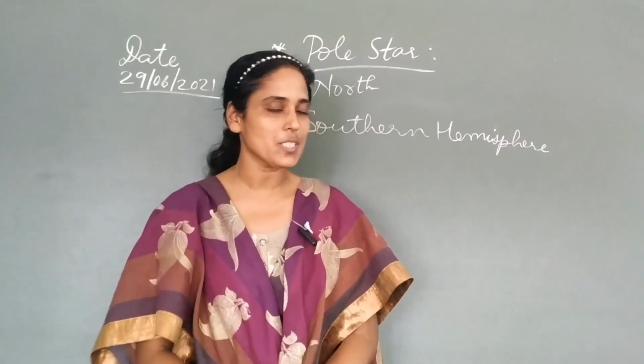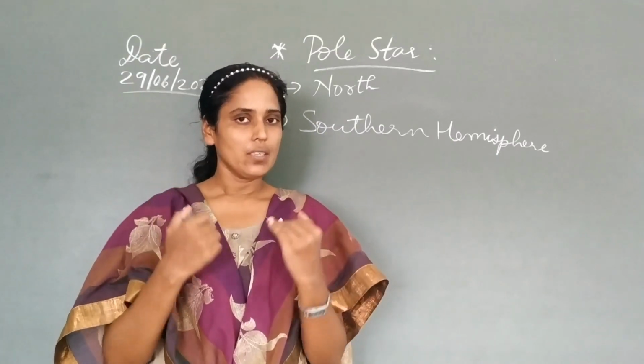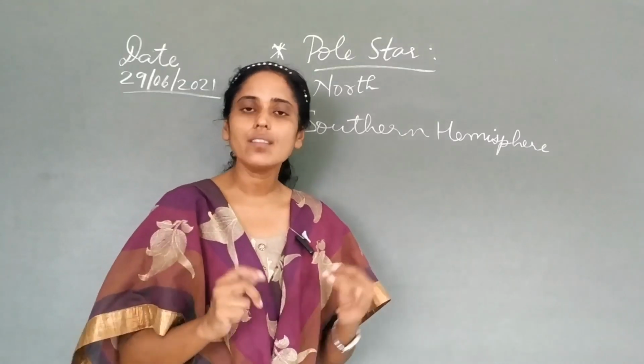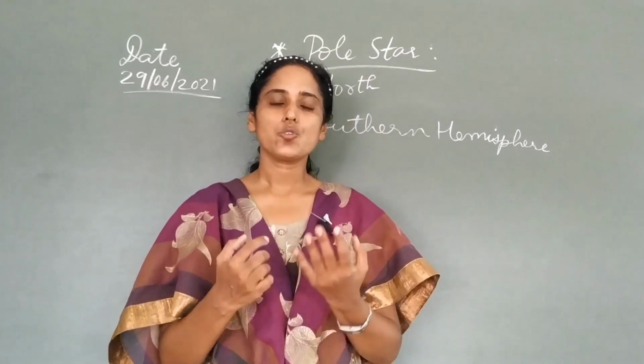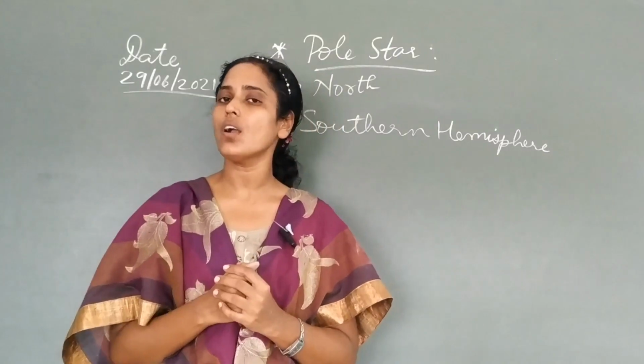So students, we conclude this topic over here. Go through page number 49 and 50 of your textbook. Read properly about meteors, constellations, the location and shape of the Earth, and the polar star, the pole star or the North Star. So students, read the topic thoroughly and be very clear in your content.